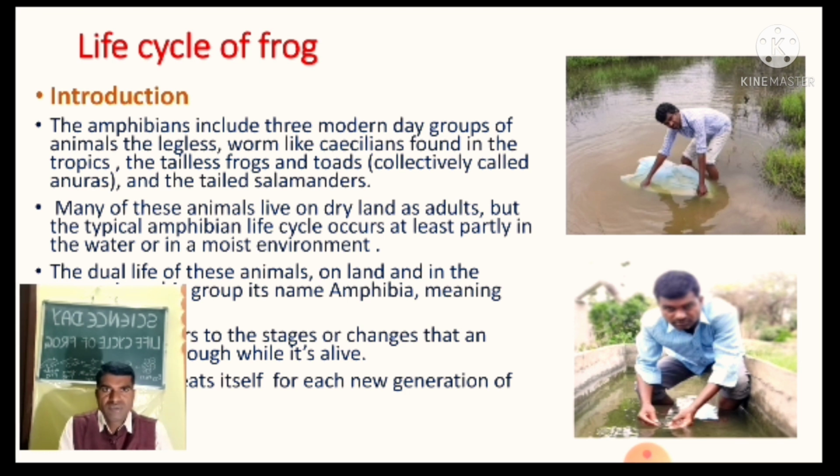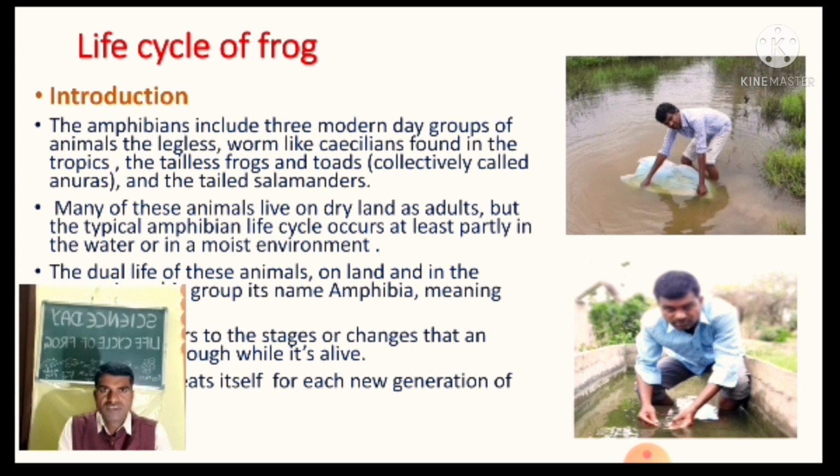The amphibians include three modern day groups of animals: the legless, worm-like caecilians found in the tropics, the tailless frogs and toads collectively called anurans, and the tailed salamanders. They are different types, for example toads, anurans, etc.